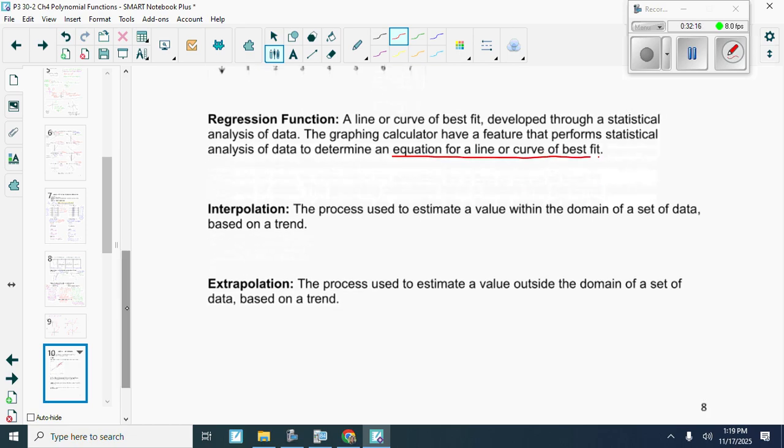You need to know two big definitions: interpolation and extrapolation. The inter means that we're looking at data that's inside your graph, inside your window.